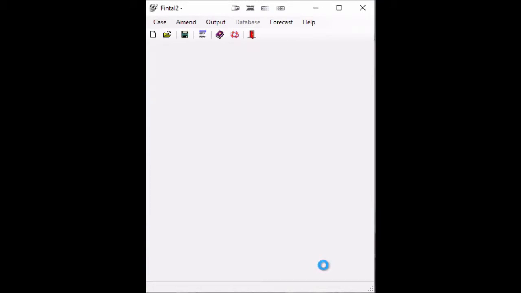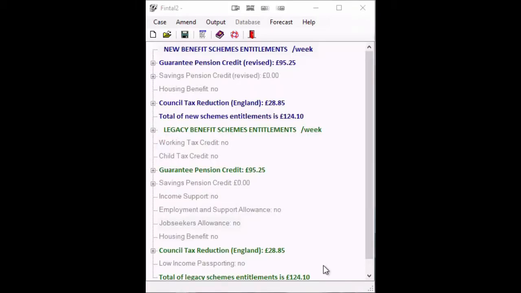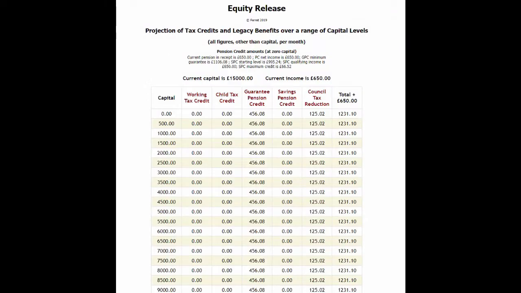And we're now in the process of carrying out the calculation. This may take a few seconds or even more to carry out, and it will then open up in the browser. This is the capital forecast for the pension-aged couple. At the top of the screen we can see a listing of their current entitlement to benefit and what current capital and income they have.